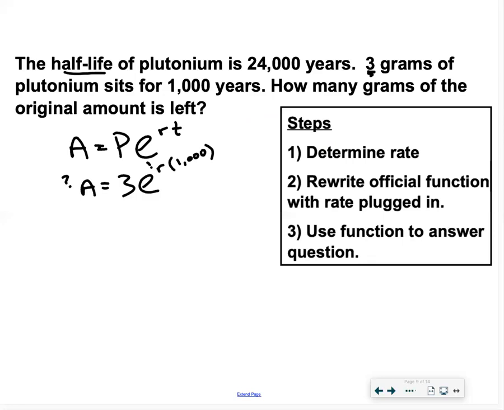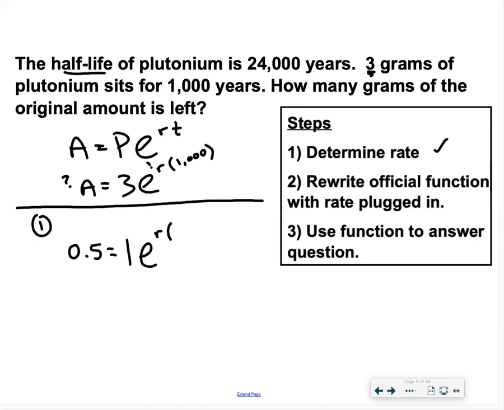So what you have to do on all these problems or most of these problems is use the equation once to find one of your missing pieces, plug it back in to get your final answer. This says half-life. Whenever you see half-life, it means your end amount is half of what your original amount is. So if I start by saying I'm going to find my rate, so I'm in step 1 right here, I'm going to say 0.5 is equal to 1, right? Half-life means I'm left with half of what I started with. E raised to the R.